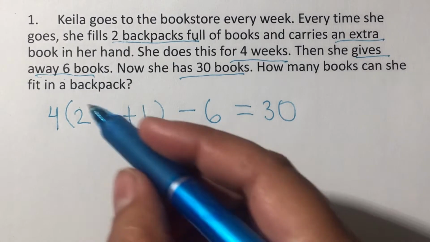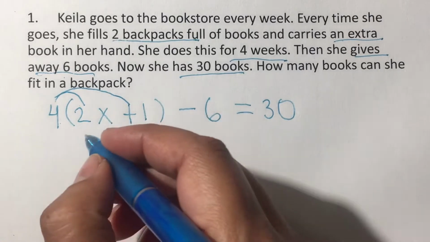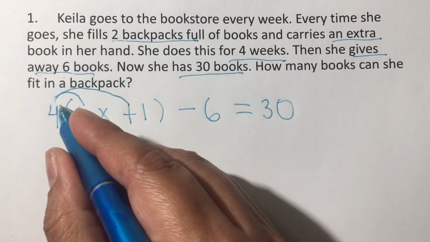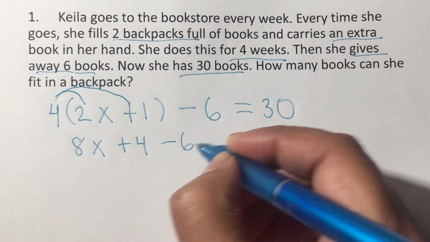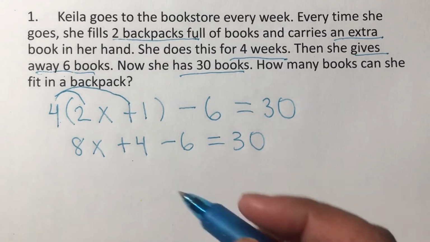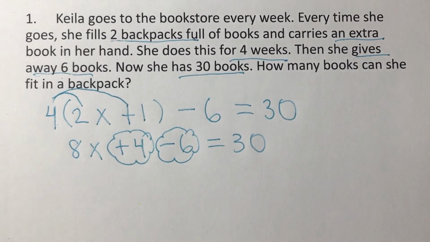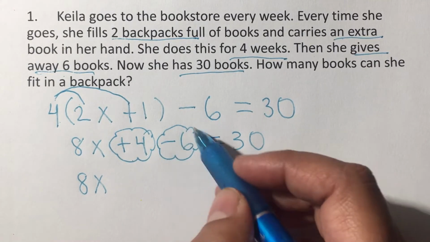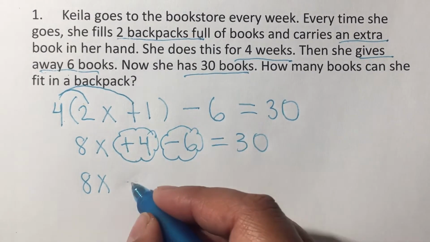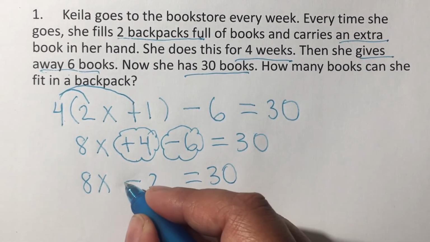After we set up the equation, we're going to do distributive property. And so 4 times 2x is 8x. 4 times 1 is 4, and bring everything else down. After that, we're going to combine like terms, meaning variable terms with variable terms and constants with constants. In here, because we have a positive and a negative, we subtract and leave the greater sign. Since the 6 is bigger, that means that the answer is going to be negative, and 6 minus 4 is 2. Equals 30.